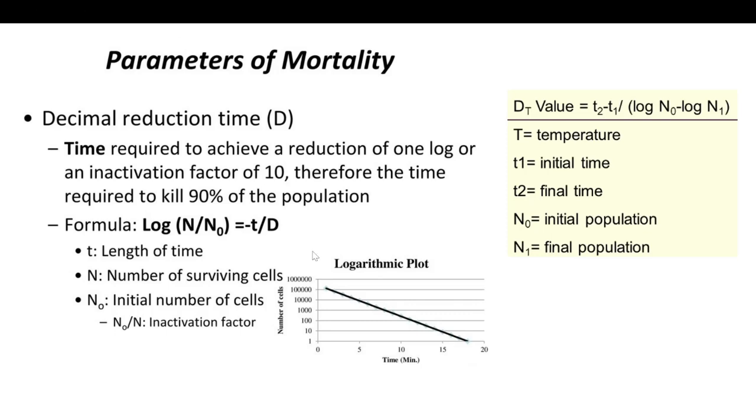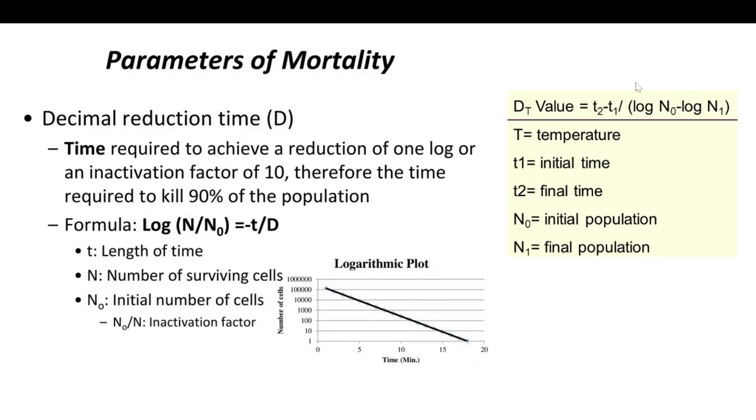If you solve this equation, you will come to this value: D equals t2 minus t1 divided by log N naught minus log N. T2 is the final time, t1 is the initial time, and N naught is the initial population and N is the final population. So if you remember this formula, then only you will be able to solve this question.